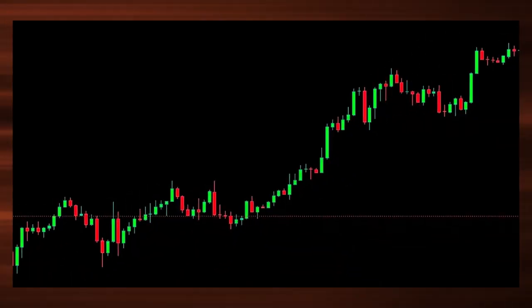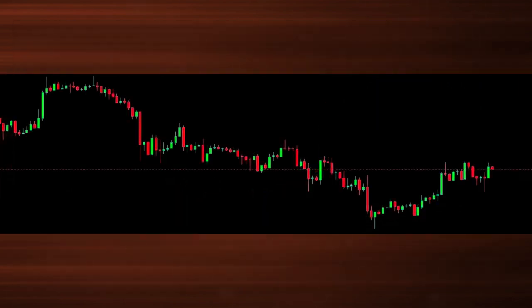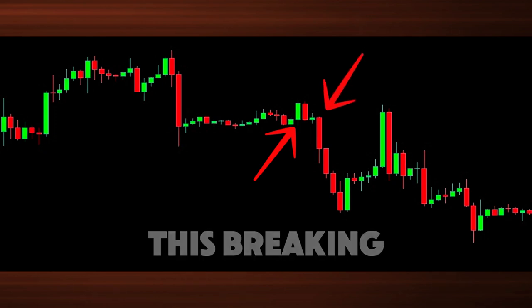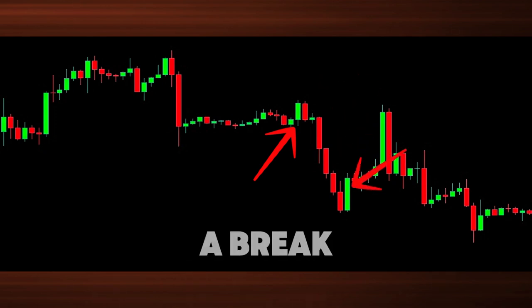Market structure. When a trader analyzes the state and movement of the market, they determine its structure. An uptrend structure is defined by higher highs and higher lows, whilst a downtrend structure is defined by lower highs and lower lows. In a trend, for instance, if the price makes higher highs and higher lows, the breaking of the prior highs is known as a break of structure.